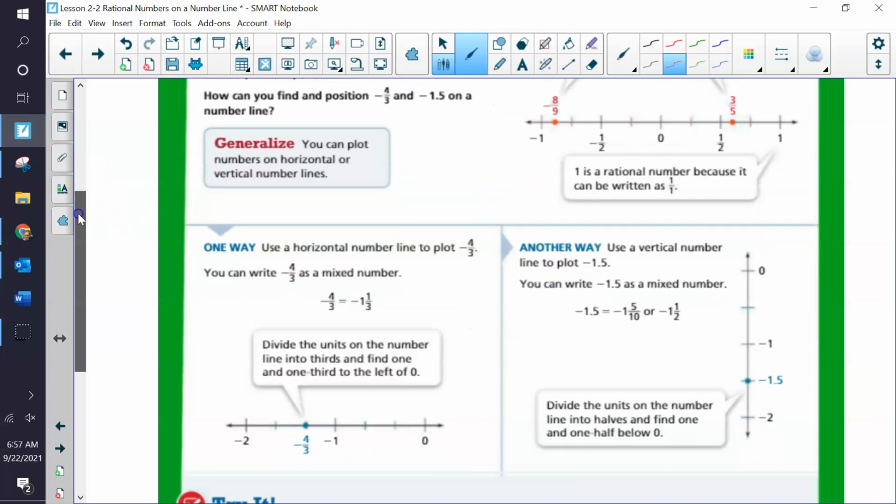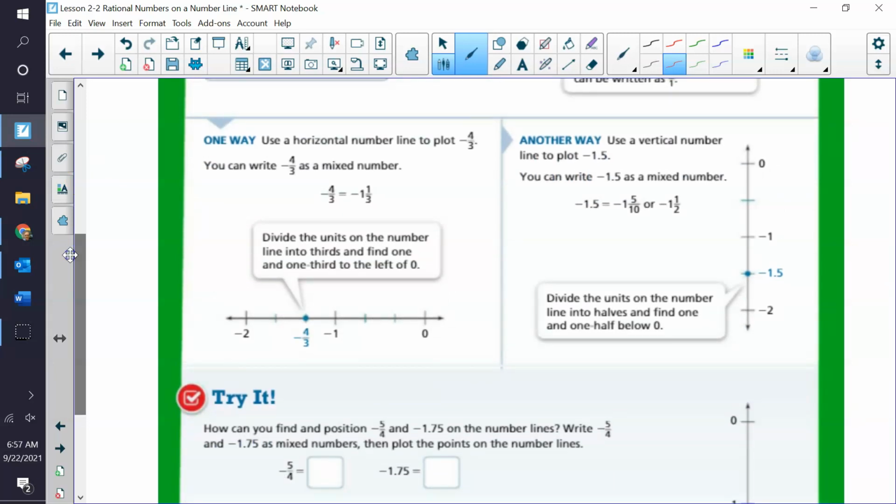Let's go ahead and take a look at some of these other examples. If we wanted to find -4/3 on a number line starting at 0, we need to know that it equals -1 1/3. That means when we start at 0 and count in this direction, we will pass -1, and then go another 1/3 past it. So that's why we've marked it here between -1 and -2.